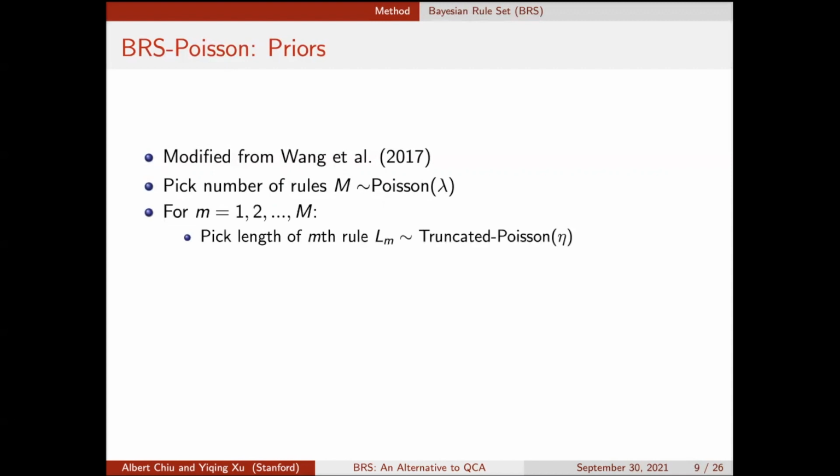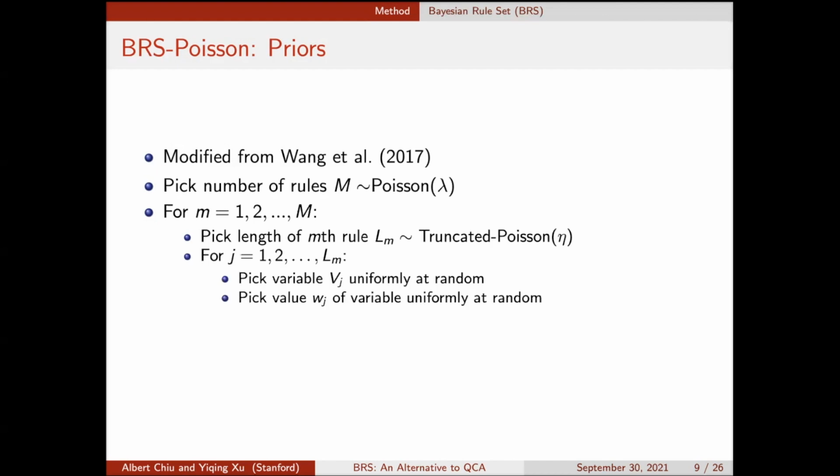And then for each of these rules, nature is going to pick the length of that from a truncated Poisson, again with a parameter that we're going to choose. And it's going to be truncated from 1 up until some pre-specified maximum length. The original formulation by default sets this to the maximum number of variables, but this induces a lot of uninterpretability and computational infeasibility. So we're going to limit it to a much smaller number. And then for 1 through the length of each of these rules, we're going to randomly pick the variable as well as that variable's value.